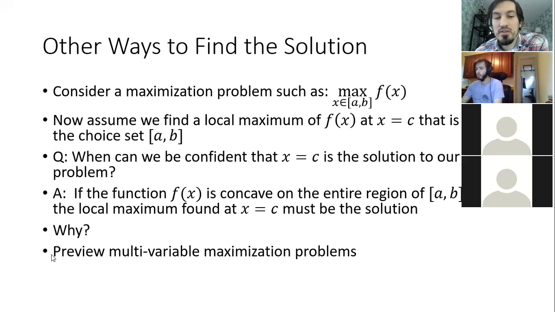I put this on here also to preview multivariable maximization problems, because what if we're not just selecting X, but we're selecting X and Y? Like, think about this maximization problem where F is now a function of X and Y, 2 variables. And our choice variables are X and Y. And our choice set is now, wait, what's happening here? Is it a square? Is it a rectangle? It's some shape, or it's some region.